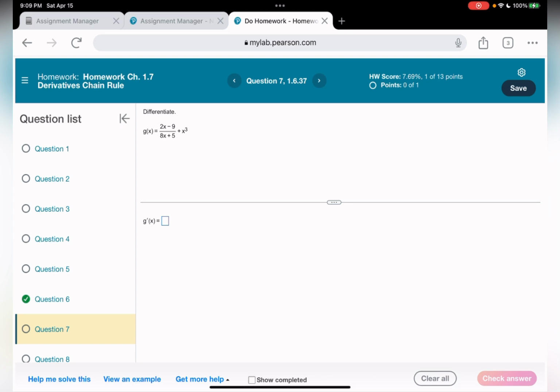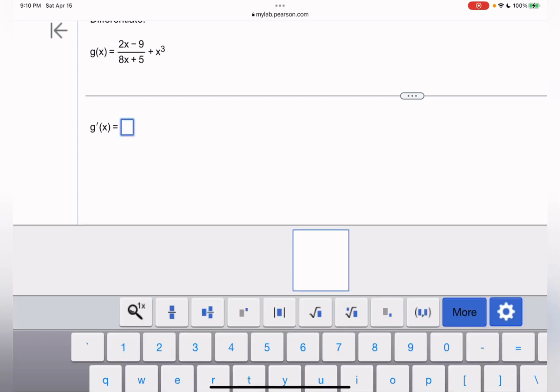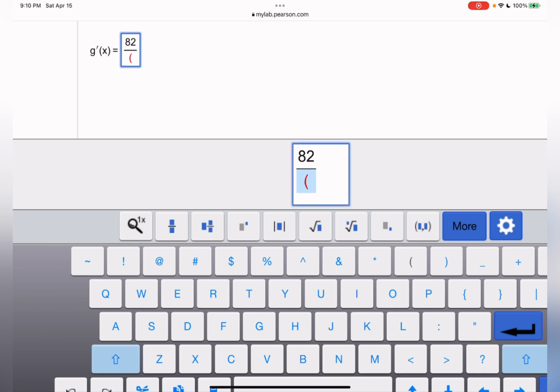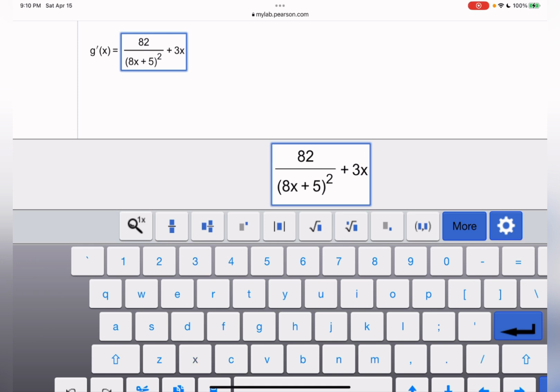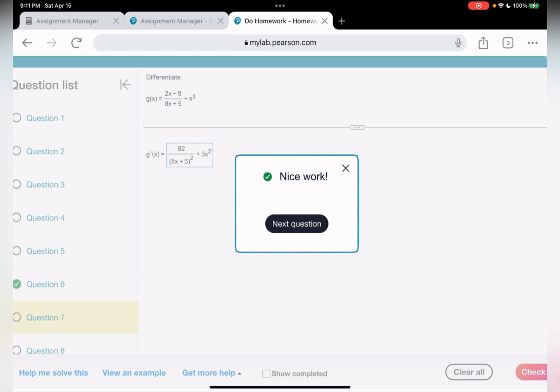So the answer here is going to be fractional line, 82, and at the bottom we are getting parentheses 8x plus 5, closing parentheses, to power 2, and plus 3x squared. Bingo. Okay, next question, number 8.